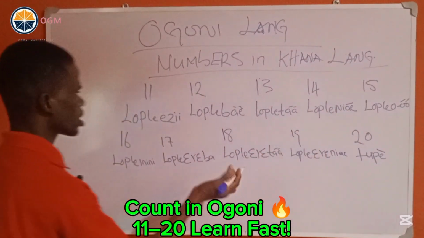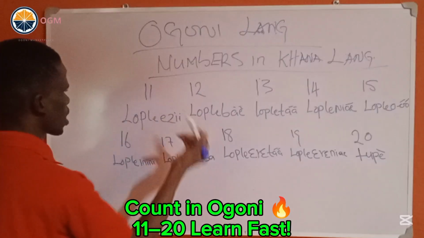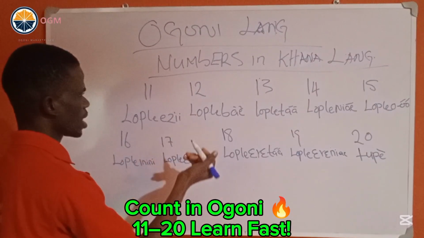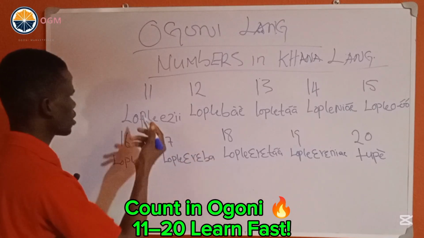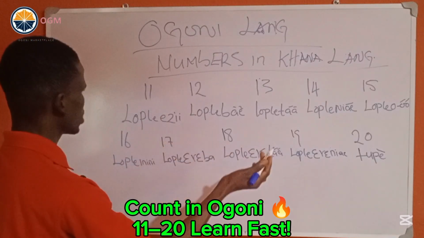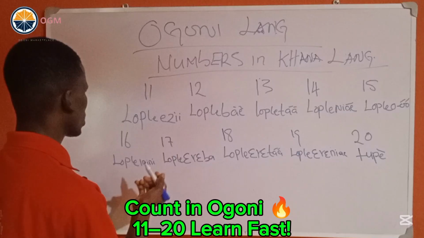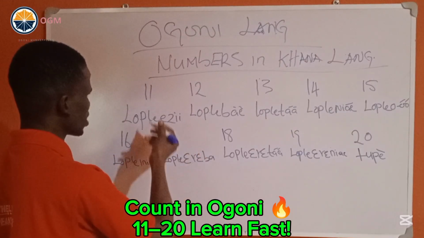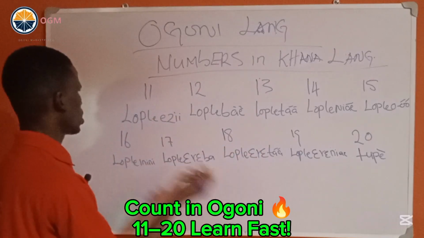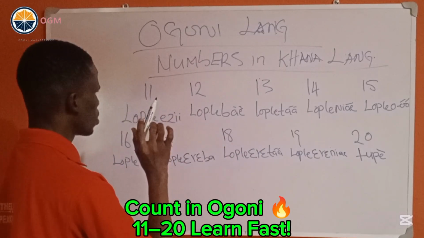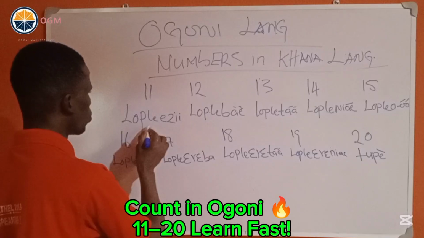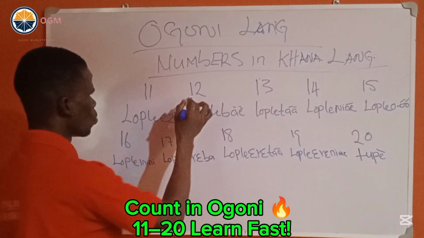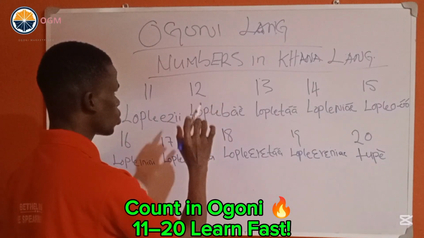So let's start over from number 11. Remember, in today's video, I'm going to teach you how to write and pronounce numbers in Ogoni, starting from number 11 to 20, because I've already taught you how to count 1 to 10. Number 11 in Kana Ogoni language is called Loblezi, which is 1 and 1. 1 and 2, which is 12, is called Lobleba.